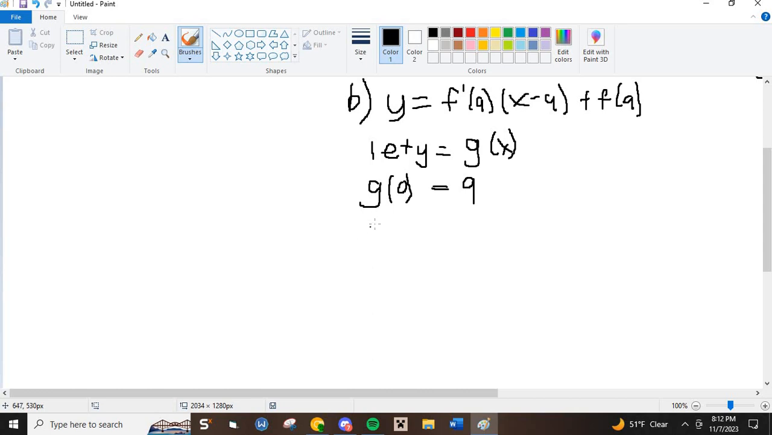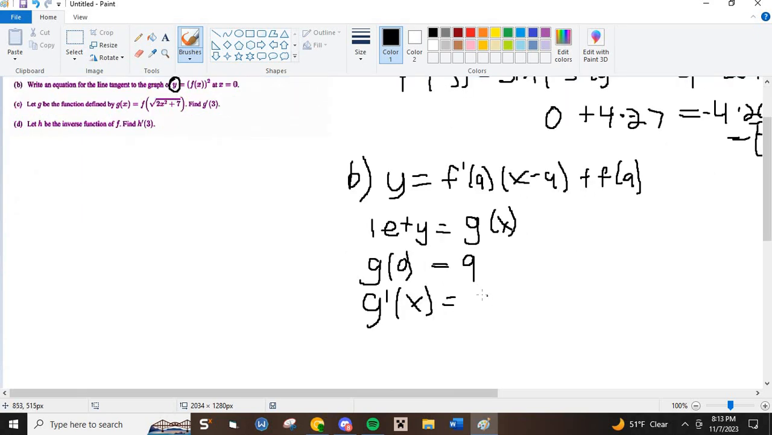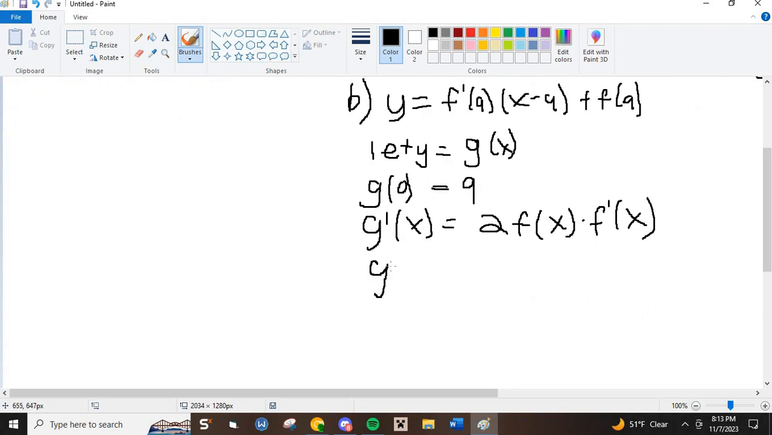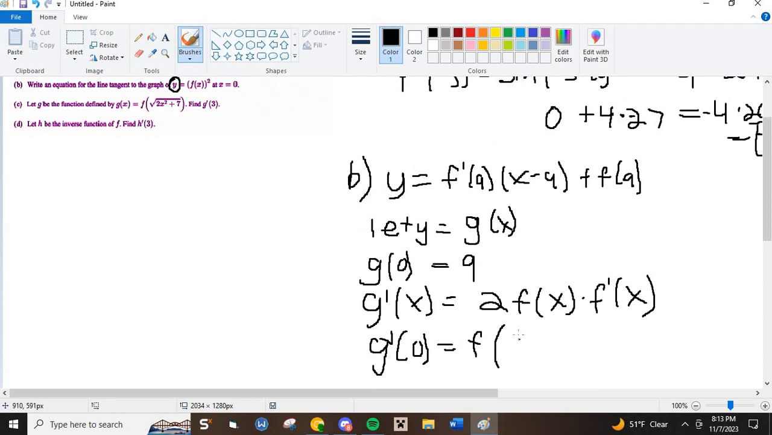And then g prime of 0. Actually, we gotta find g prime of x first. Using chain rule, you can find out that g prime of x is 2 times f of x times f prime of x. And so g prime of 0 equals 2 times f of 0 times f prime of 0.